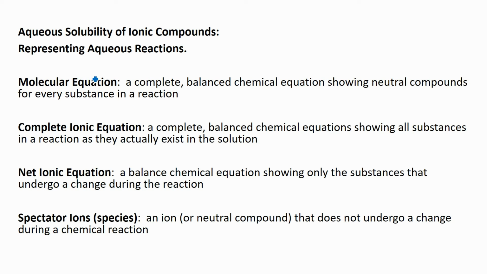There are several types of equations. Molecular equations are complete balanced chemical equations showing neutral compounds for every substance in the reaction. So everything is neutral, no ions. Complete ionic equation: a complete balanced chemical equation showing all substances in a reaction as they actually exist in solution. They exist as charged particles, either cations or anions. Net ionic equation is when you cancel out any spectator ions and you're only showing those pieces that undergo a change.